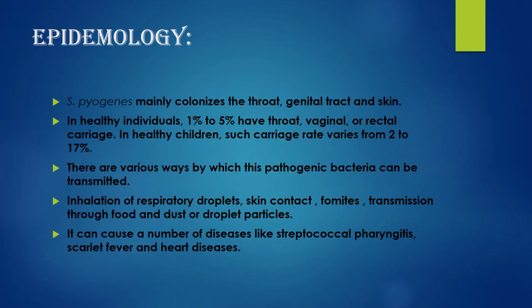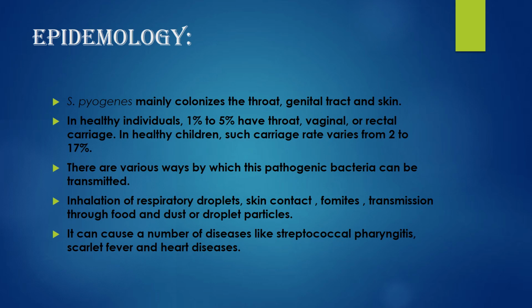Epidemiology. Now, what does this word epidemiology signify? Epidemiology signifies in what parts of the human body the microorganism Streptococcus pyogenes is able to colonize and cause a particular infection or disease. So, what are the areas affected by Streptococcus pyogenes? Streptococcus pyogenes mainly colonizes or causes infection in the throat, genital tract and skin.